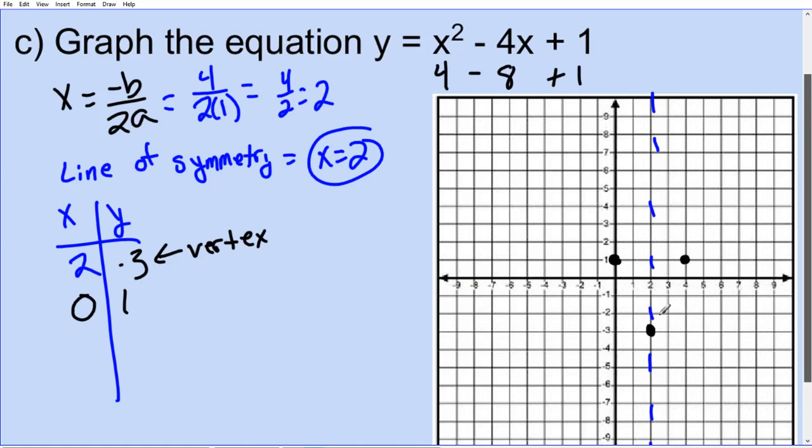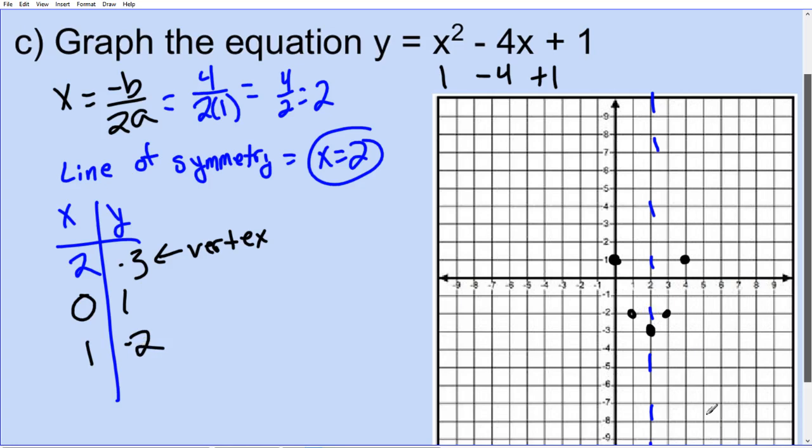I'm going to try to find this one in the middle. I'm going to plug in 1, because I think it's going to be easier than plugging in 0. The numbers will be a little bit smaller. So when I plug in 1, 1 squared is 1. Negative 4 times 1 is negative 4. Plus 1 is plus 1. That gives me negative 2. So the point 1, negative 2, and symmetrical on the other side.